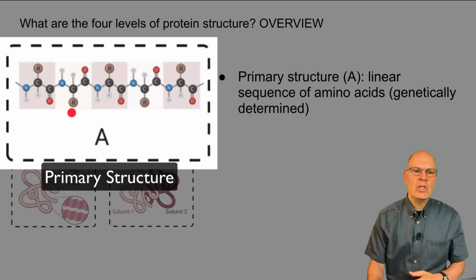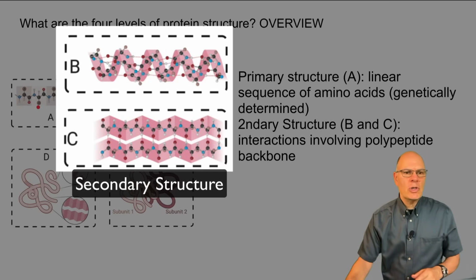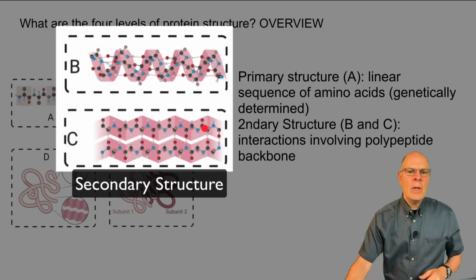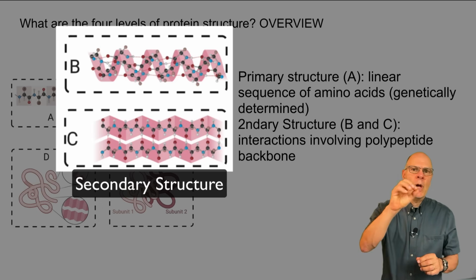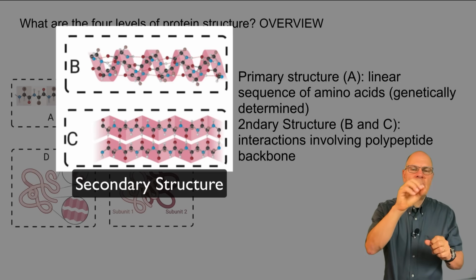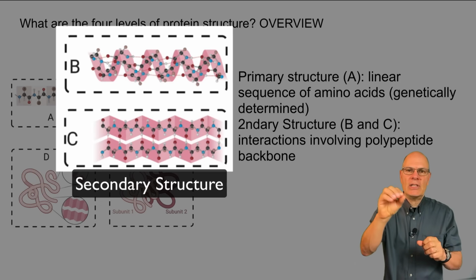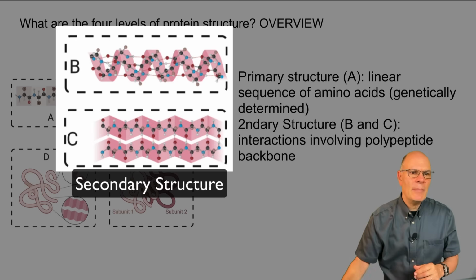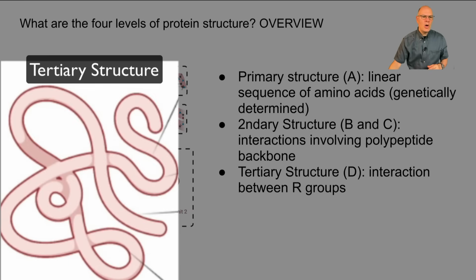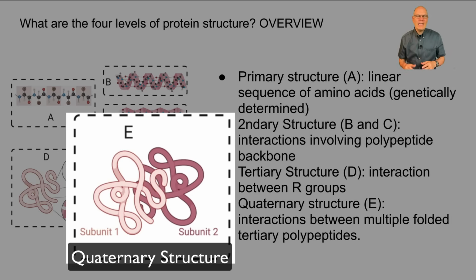It's genetically determined. The secondary structure, which is shown here and here, involves interactions of what's called the polypeptide backbone. When you do a dehydration synthesis and connect one amino acid to the next, to the next, to the next, that chain of carbon, carbon, nitrogen, carbon, carbon, nitrogen, that's the polypeptide backbone. The next level is called tertiary structure, and those are interactions between those R groups. And then finally there's quaternary, 4th level structure, and that involves interactions between multiple folded tertiary peptides.